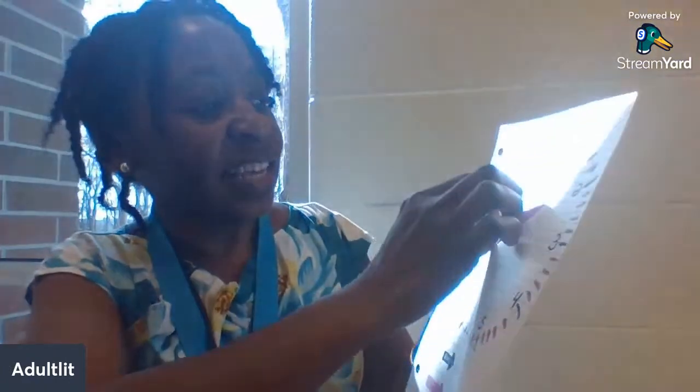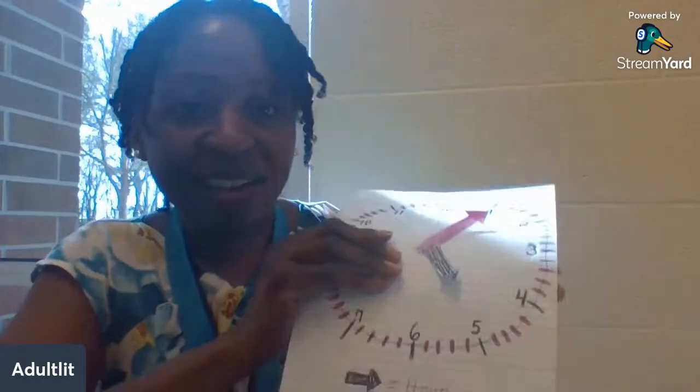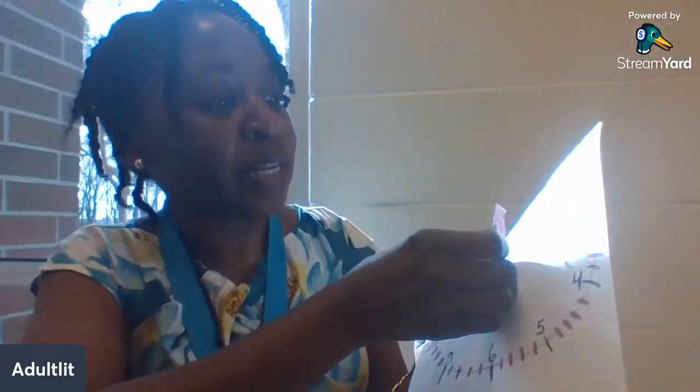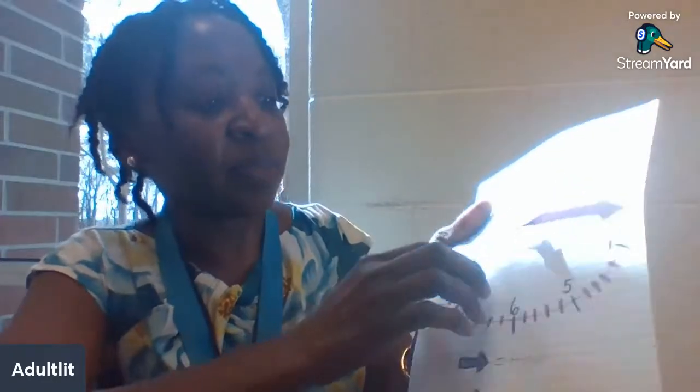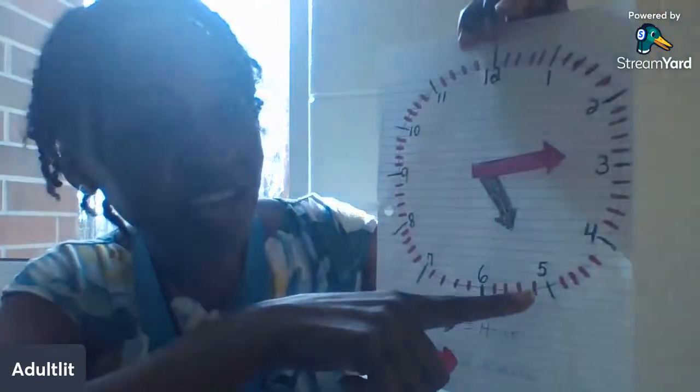Okay, let's put the hour this time on the 5. And if you made your clock like this, go ahead and do this with me. And I'm going to put the minutes on the 3. Okay, so the hour is 5.